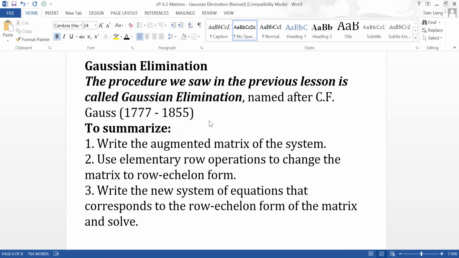Does anyone remember the line that mentions Gauss? All right, if not, then you can watch the video again. But I did mention him in one of those lines.